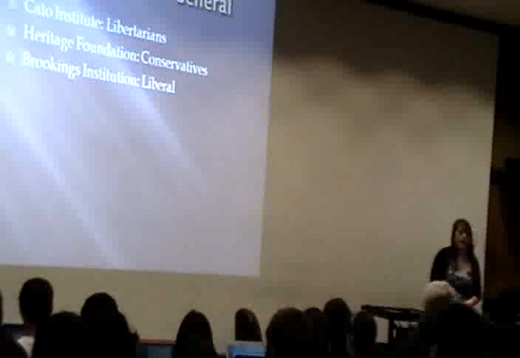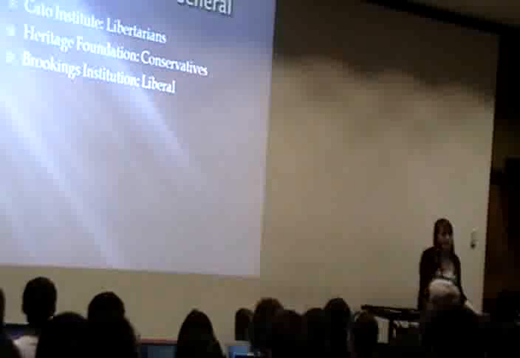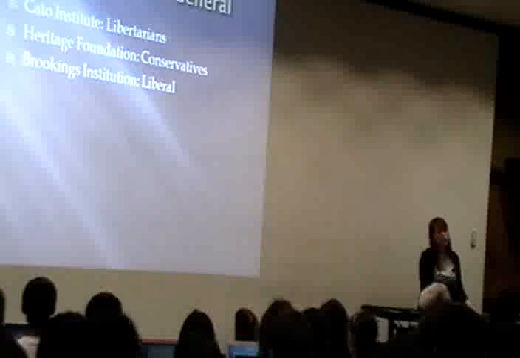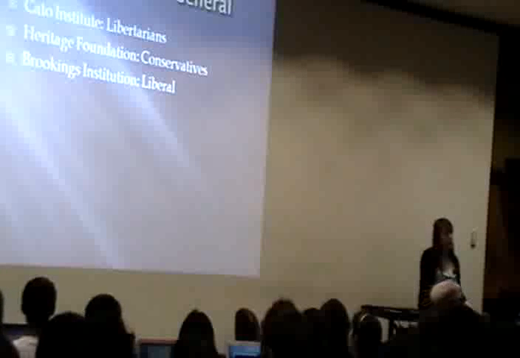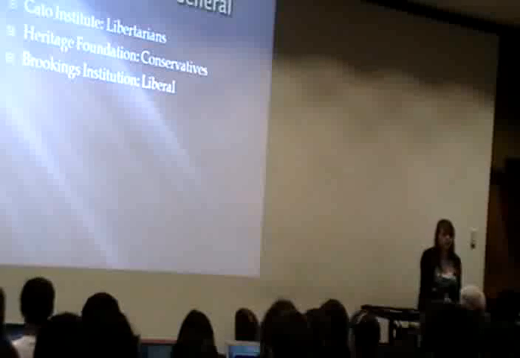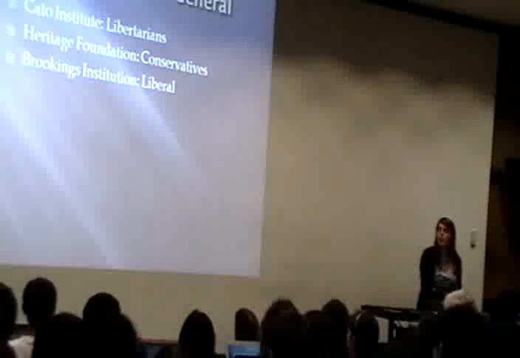Here is just a list of some general ones on every topic that you can use. The Cato Institute tends to be libertarian, the Heritage Foundation is conservative, and the Brookings Institution is liberal. You shouldn't think of these as biased, or, well, actually they are a little bit biased because they are funded by certain political parties and advocacy groups. But at the same time, they're also experts in their field, they have a lot of background knowledge, and they're very highly published.